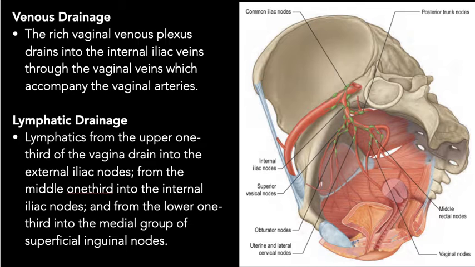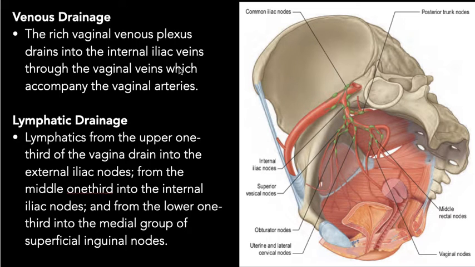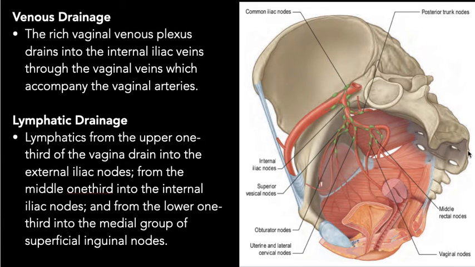Venous drainage. You can see there is a rich venous supply into the internal iliac veins, through the vaginal veins, which are accompanying the vaginal arteries. You can see the veins are accompanying the arteries. Lymphatic drainage. Lymphatics from the upper one third of the vagina drain into the external iliac nodes, from the middle one third into the internal iliac nodes, and from the lower one third into the medial group of the superficial inguinal nodes.